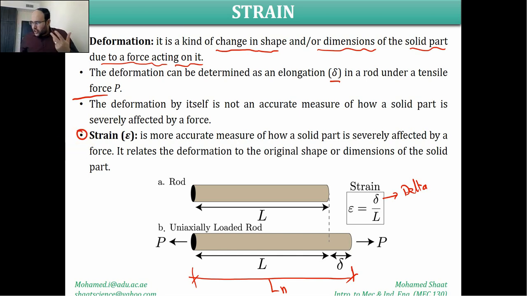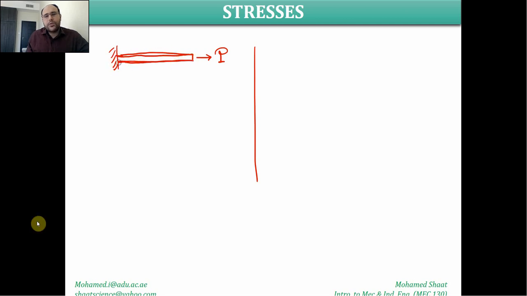So what does strain mean, and what is the difference between strain and deformation? To understand this, let us consider these two examples. Assume that you have a bar here, and this bar is fixed to the wall, and for some reason we are applying a force P over this bar. And this bar is uniform. Assume that this is the perfect diameter of this bar.